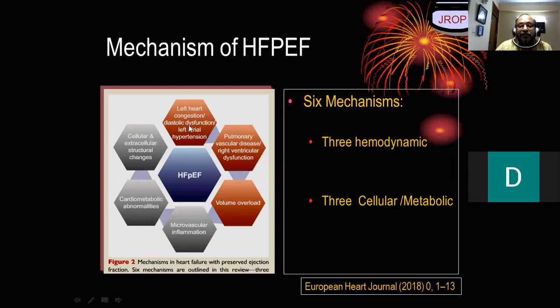Look, I've got a heart failure with reduced ejection fraction. Certainly, I can understand this heart failure with reduced ejection fraction. But I'm talking of obese people. How does the diastolic dysfunction happen? It's not happening with these hemodynamic mechanisms.